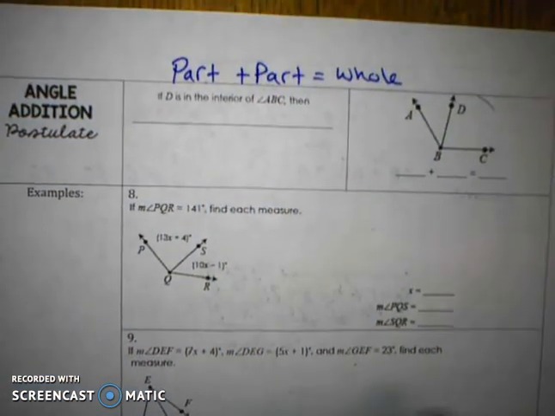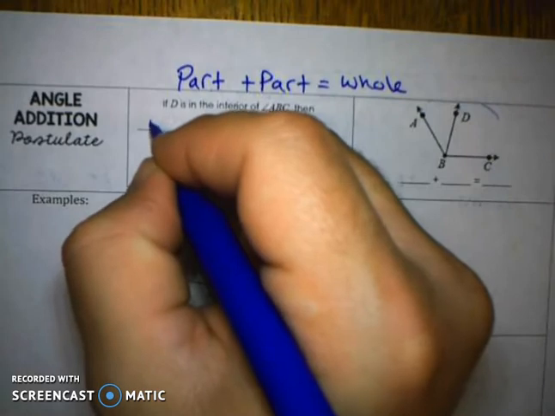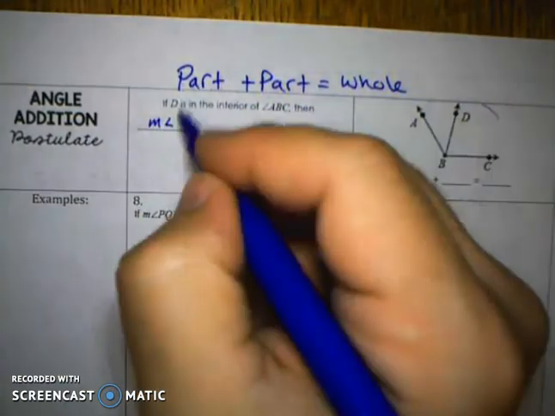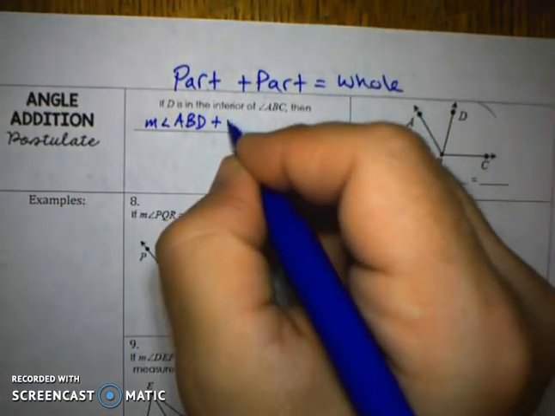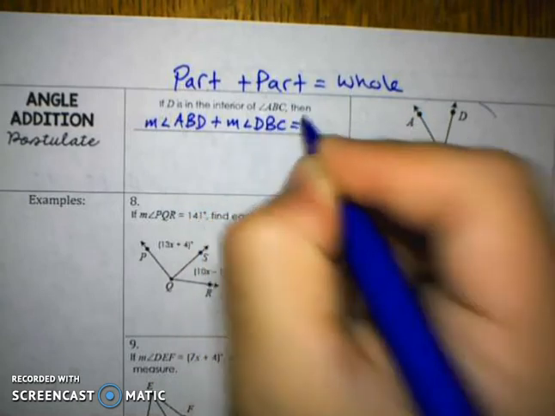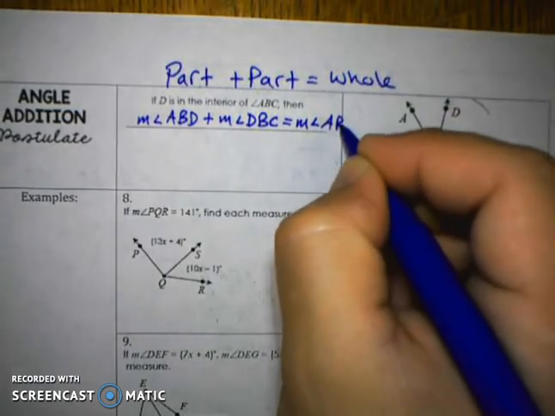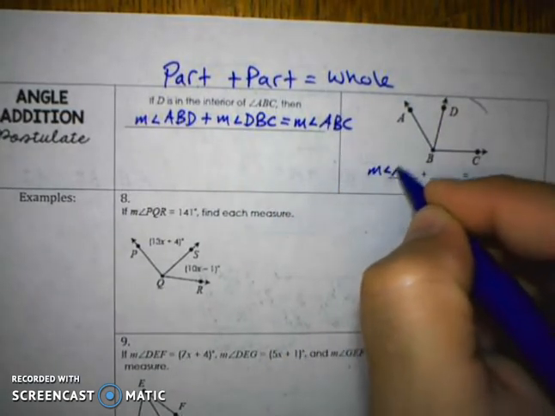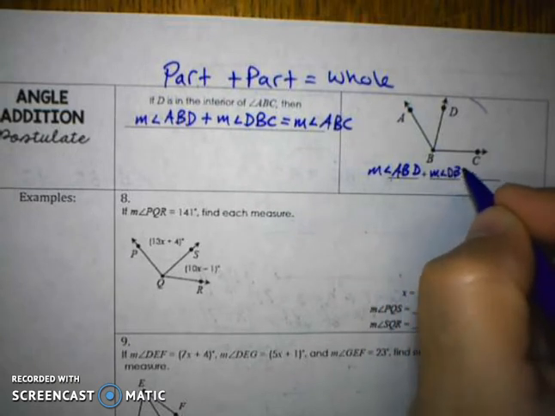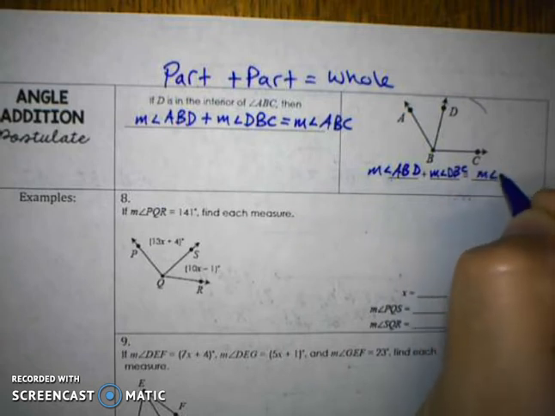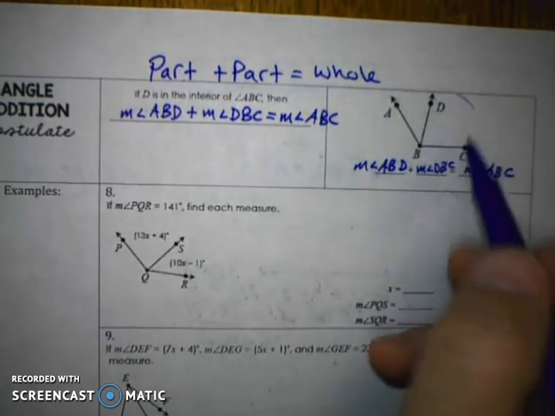All right? And so what we're going to do is, D is in the interior, and if that's the case, then the measure of angle ABD plus the measure of angle DBC has to equal the whole thing, which in this case is the measure of angle ABC. Okay, the part here plus this part equals the whole thing in measure there.